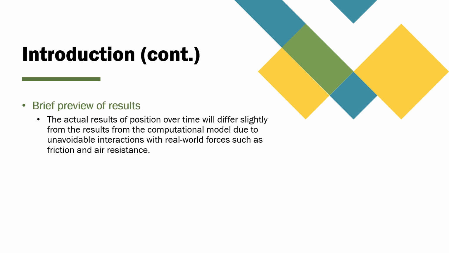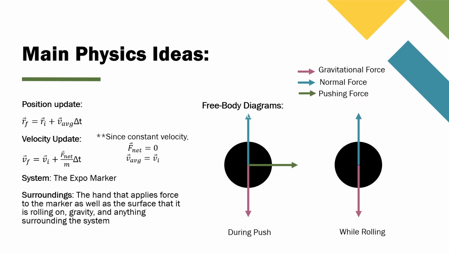A brief preview of the results. The actual results of position over time will differ slightly from the results from the computational model due to unavoidable interactions with real-world forces such as friction and air resistance. So our model describes a perfect world where all the forces cancel out, but in our real-world situation, all the forces probably will not cancel out.